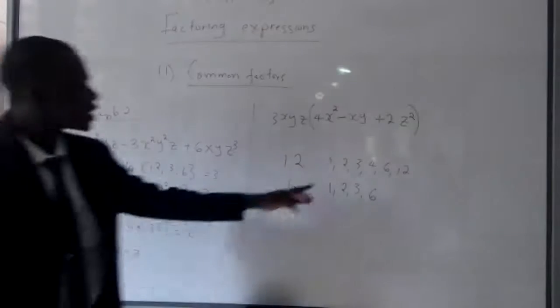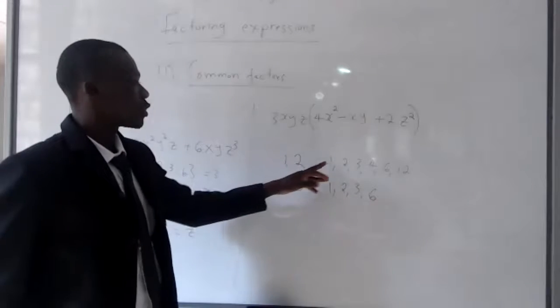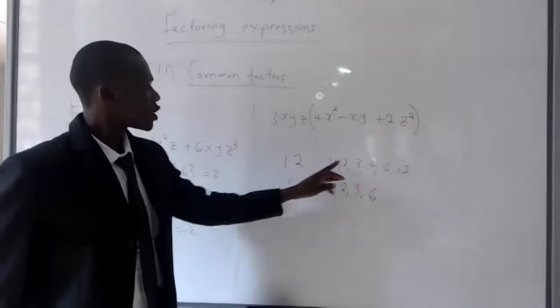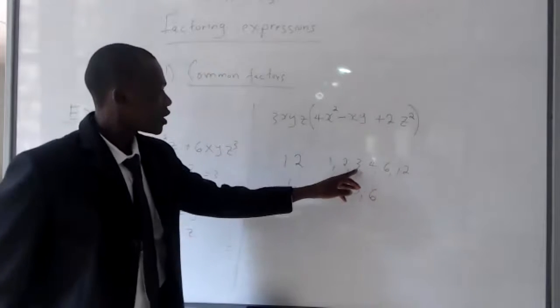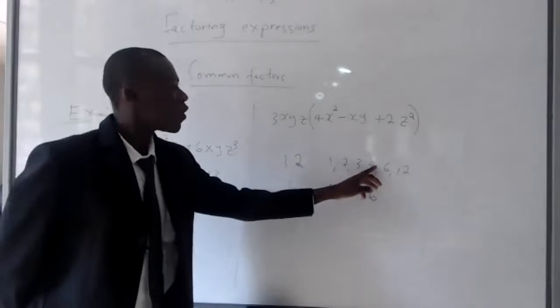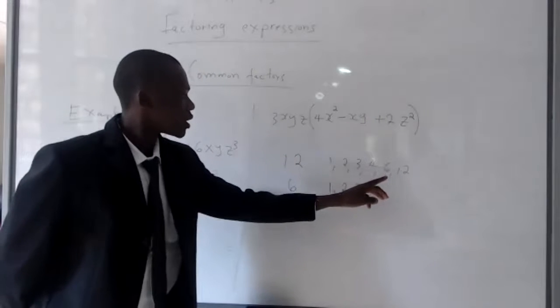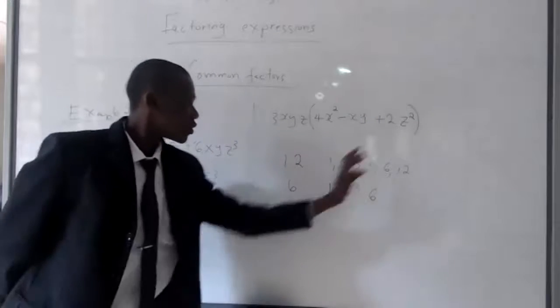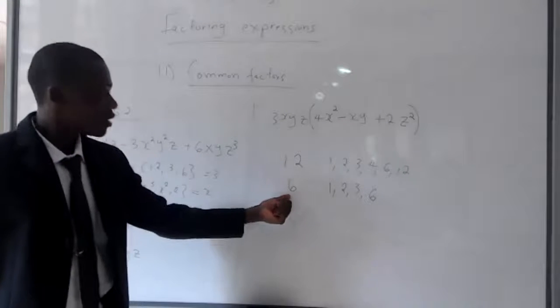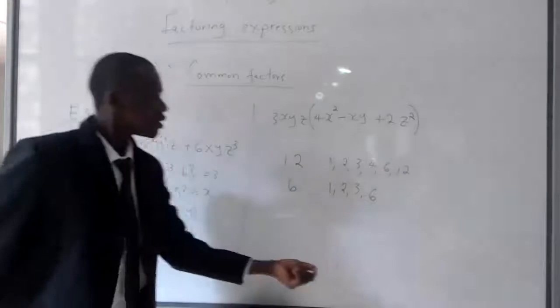Of course, when I say 1 is a factor of 12, you can write 12 as 12 times 1. When I say 2 is a factor of 12, you can write 12 as 2 times 6. When I say 3 is a factor, you can write 12 as 3 times 4. When 6, you can take 6 times 2. And in a similar fashion, for 6, the factors are 1, 2, 3, and 6.